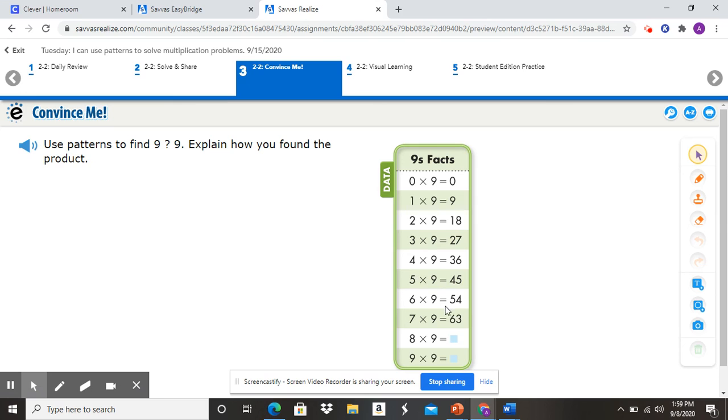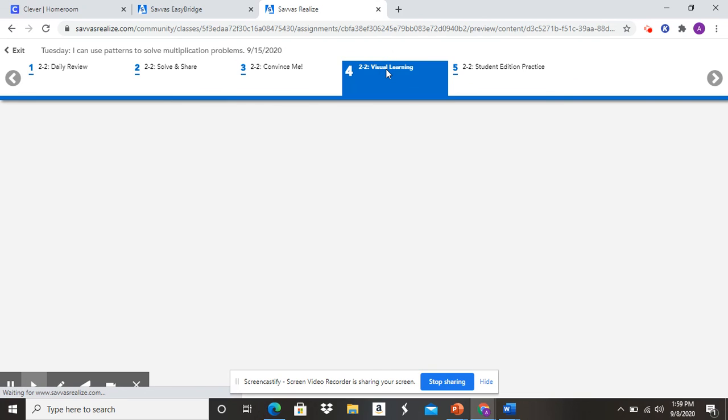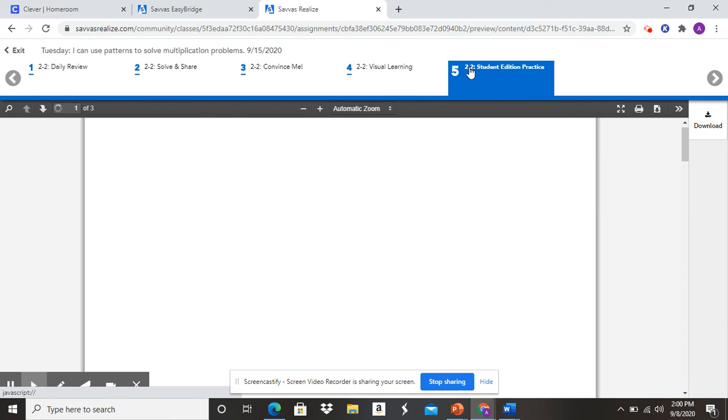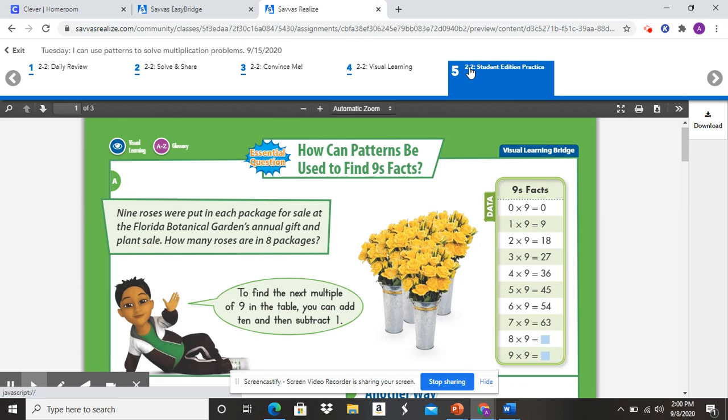You're going to do the convince me part as well. You'll do the visual learning. And then you're also going to do your student workbook page that your parents are going to take a picture of, okay? And that's all you have to do for today's lesson.